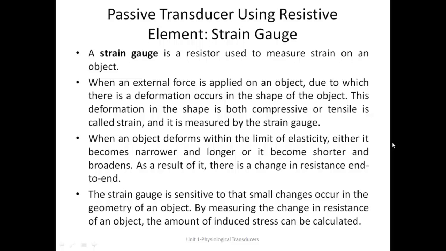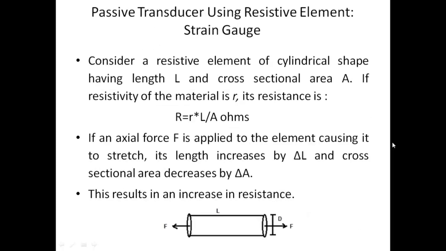Okay, so a strain gauge is actually sensitive to those small changes that occur in the geometry of the object. By measuring the change in resistance of that object, the amount of induced stress is actually calculated. So things will be more clear with this example. Here at the bottom of the slide, you can see there is a cylindrical shaped object. Now consider this cylindrical shaped object as a resistance. So we have a resistive element which is cylindrical in shape. It has length L and a cross-sectional area capital A, and the resistivity of the material is denoted by R.